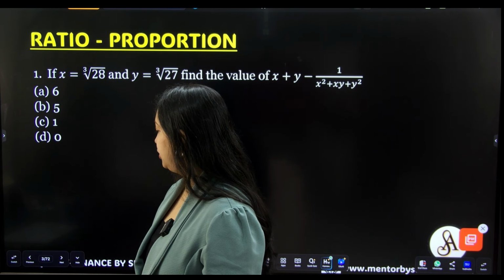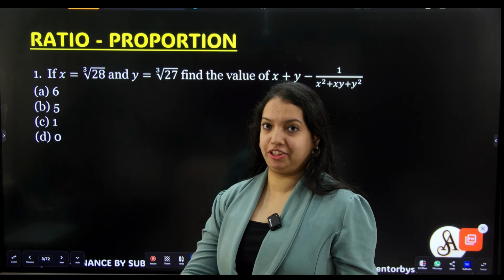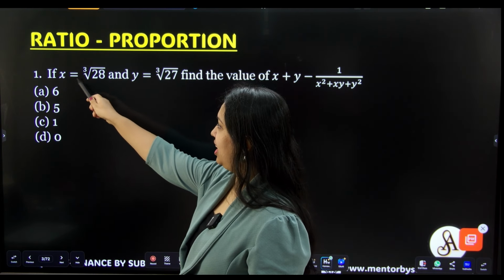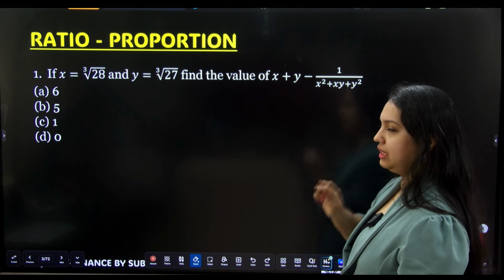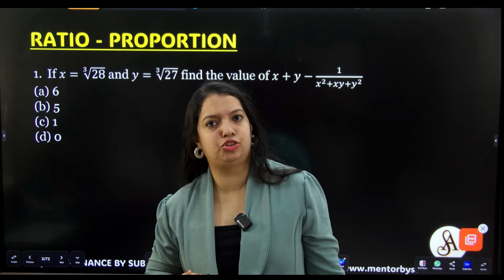Start with our first question, which is a unique question not covered in ICAI material. They have given x value, y value in numbers and asked you to solve this expression. There are 3 ways to solve this question.